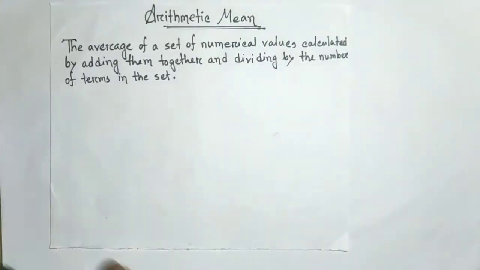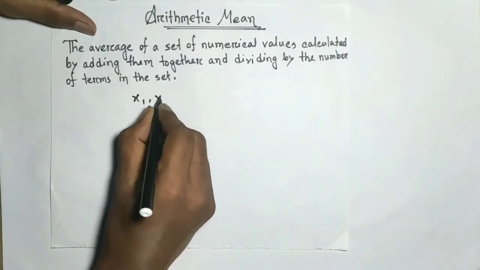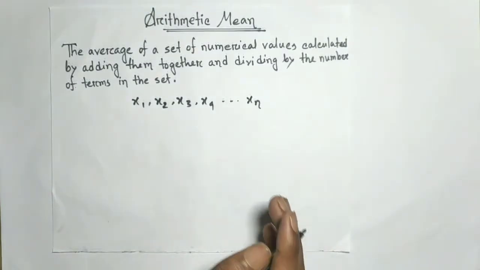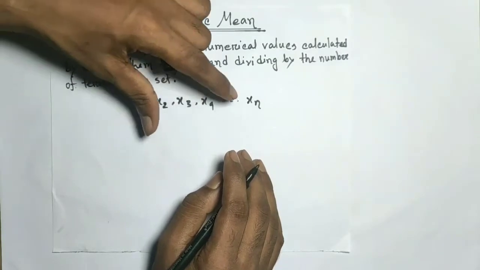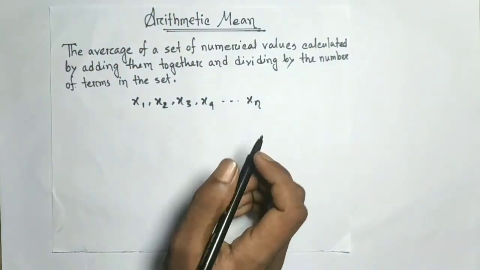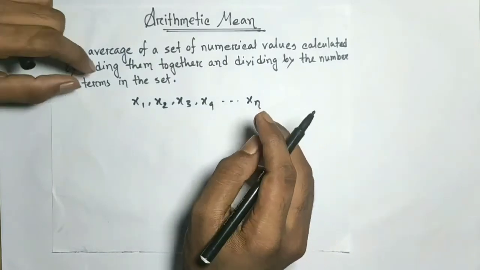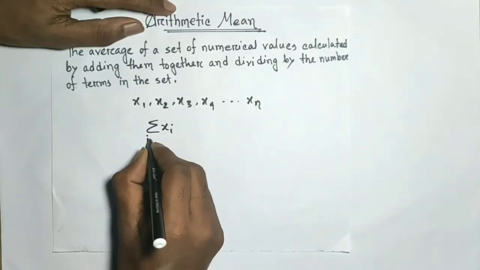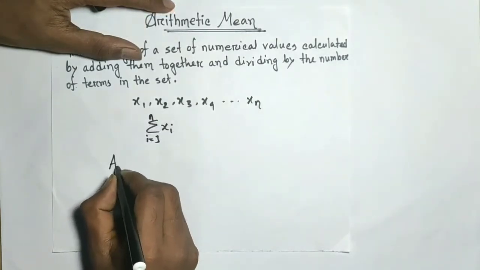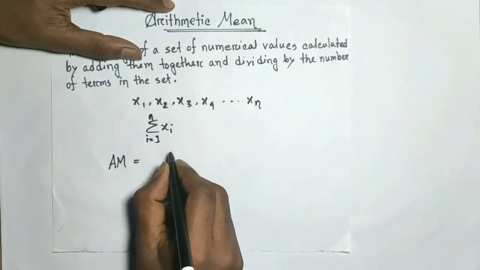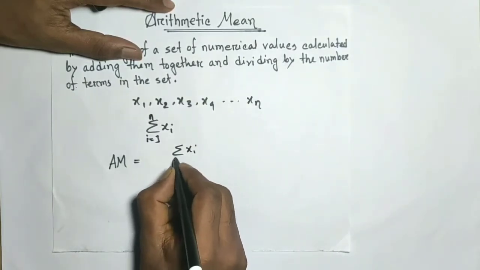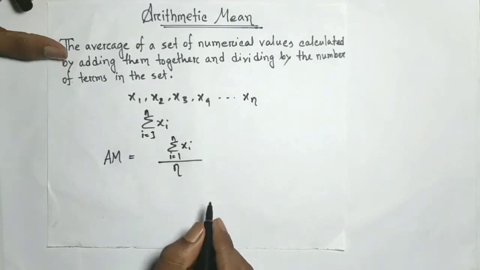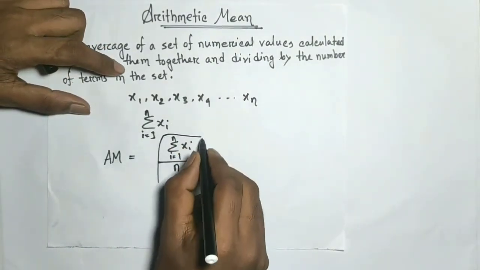So say we have raw data x1, x2, x3, x4 and till xn. According to the definition, we have to find the summation of the variable values of the data first, and then divide this summation by the number of terms in the set, that is n here. So the summation of the data is summation of xi from 1 to n. So the AM, that is arithmetic mean, is equal to the summation of xi from 1 to n divided by the total number of terms in the set, that is n. This is the formula of arithmetic mean.